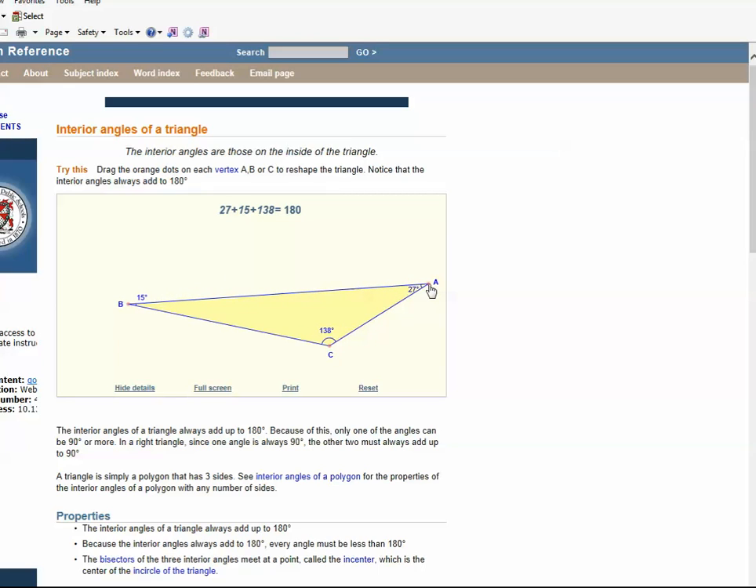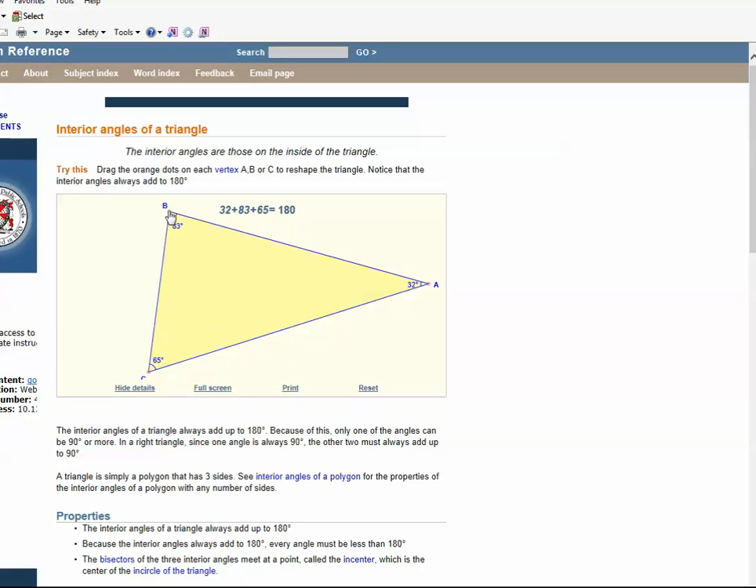So now it's an obtuse triangle and these angles have adjusted, but notice how much they equal when I add them. I'm going to change this one. I'm going to make it a right triangle. So look at those three angles, and up here it still adds up to 180. In fact, I can move these three to make it as big or as small as I want to, and always these three angles will add up to 180 degrees. Can you think of why that might be true?